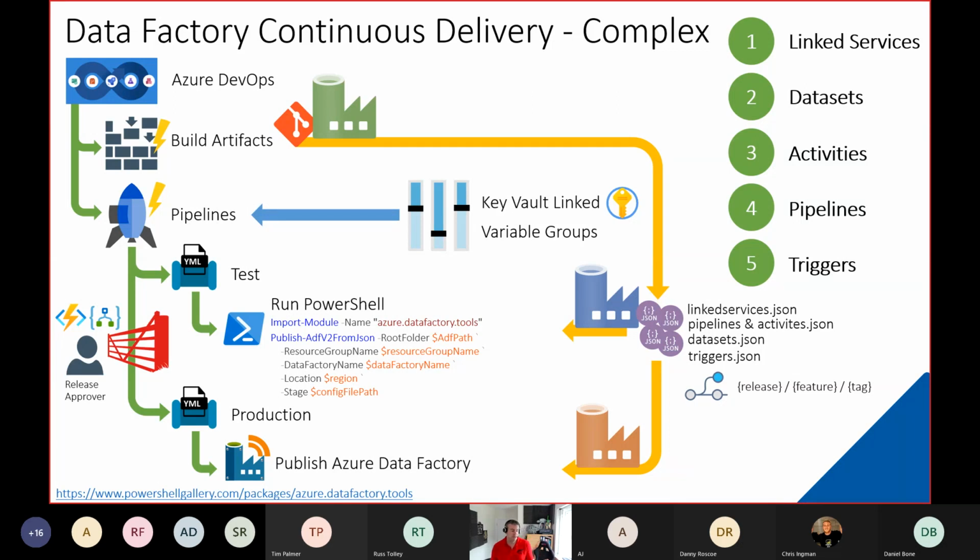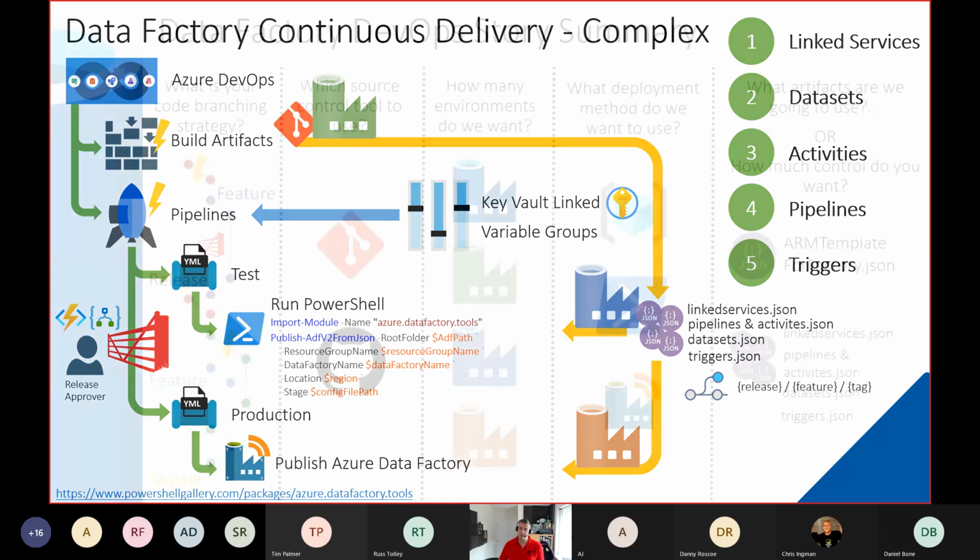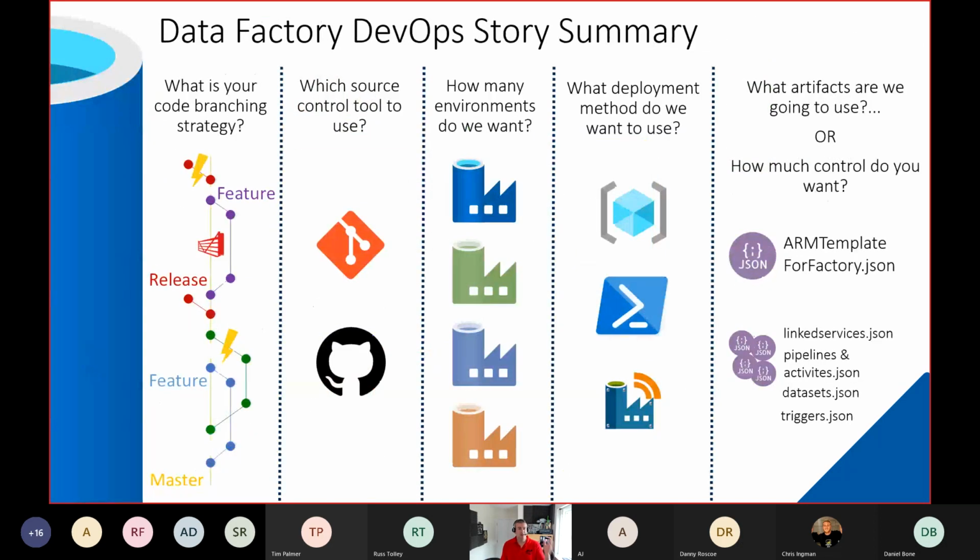Use Key Vault linked variable groups. Use YAML to do this rather than the release pipelines. It gives you a lot more control and flexibility. But a point for you to go and dig deeper, I think. And I tried to summarize some of the key decisions there for that DevOps story and that summary of what tool you're using, how many environments, what you're going to use as your deployment method, which artifacts you're going to use. So that kind of gives you perhaps opportunity to go and ask more questions and find out more on doing this.